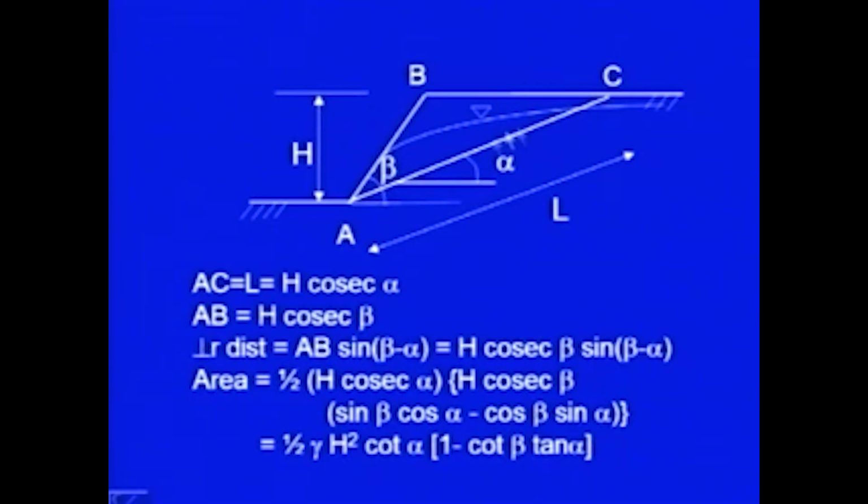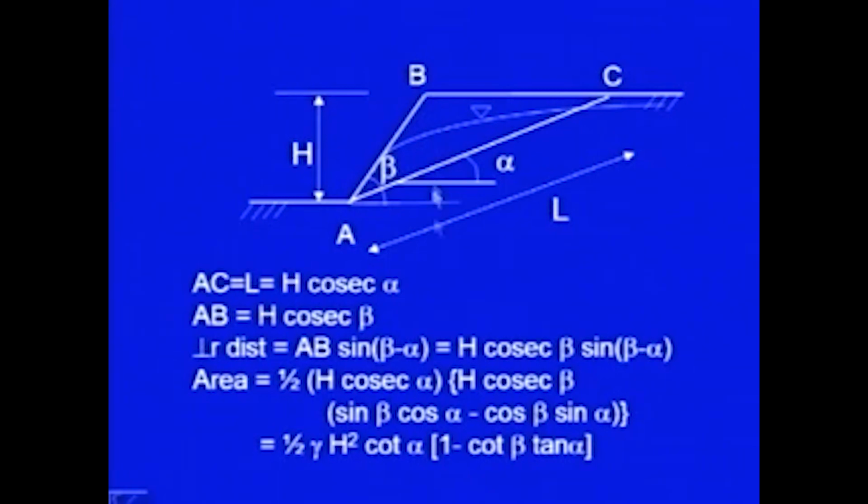So, from this right angle triangle, I can find out AC will be equal to h into cosec of alpha, and also you can find out AB. AB will be equal to, this angle is beta, so AB will be equal to h cosec beta, and this perpendicular distance which I need, I drop a perpendicular from B on AC. So, this perpendicular distance will be nothing but, from this right angle triangle, from point B to this point A.